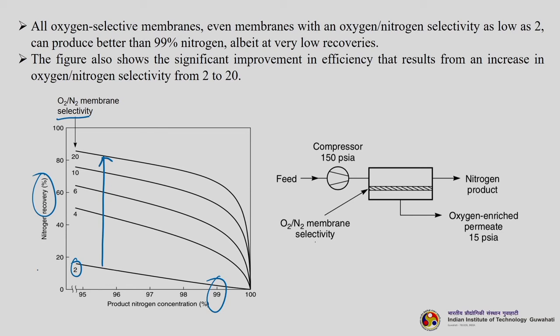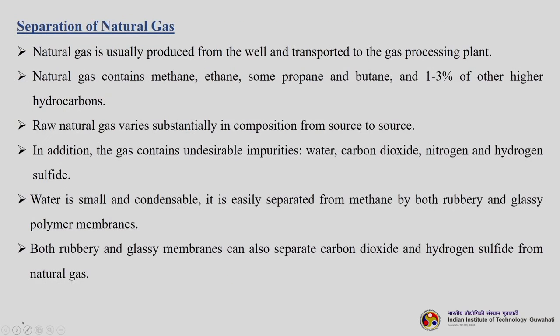So, you increase the selectivity, your purity as well as recovery both increase. Okay. So, now the next example, separation of natural gas. Natural gas is usually produced from the well and transported to the gas processing plant. Natural gas contains methane, ethane, some propane and butane, and about 1 to 3% of other hydrocarbons.